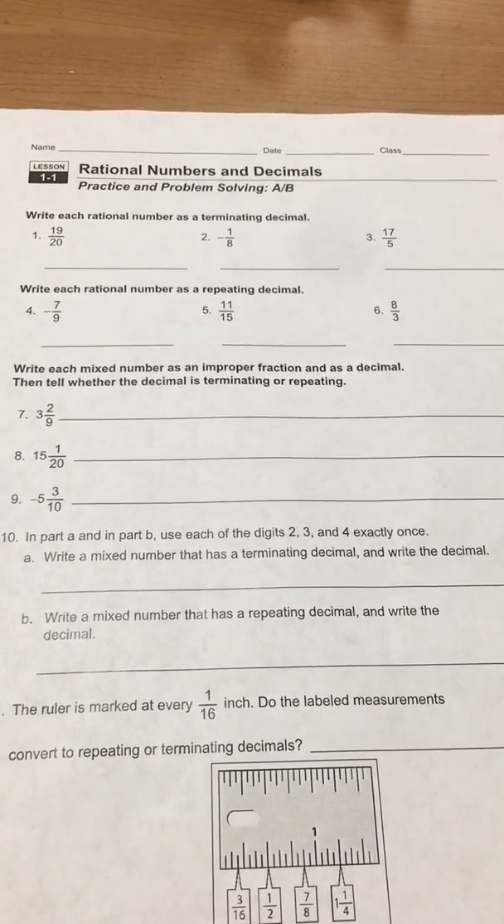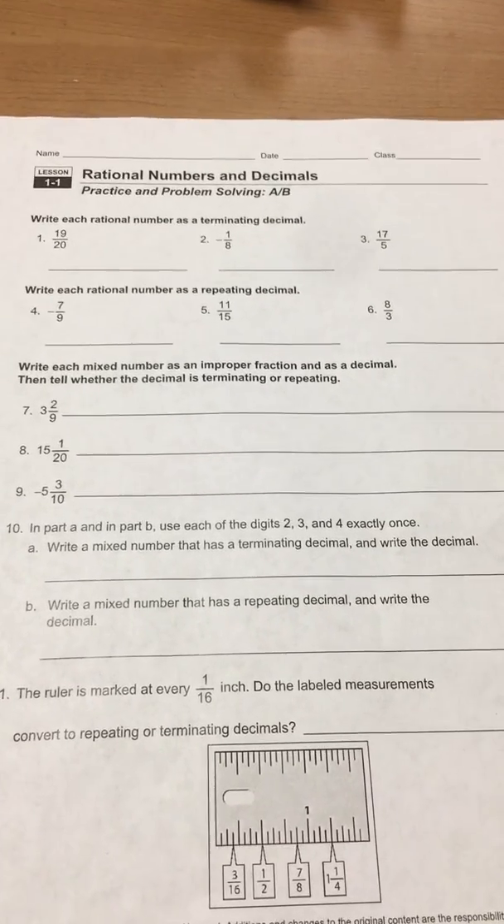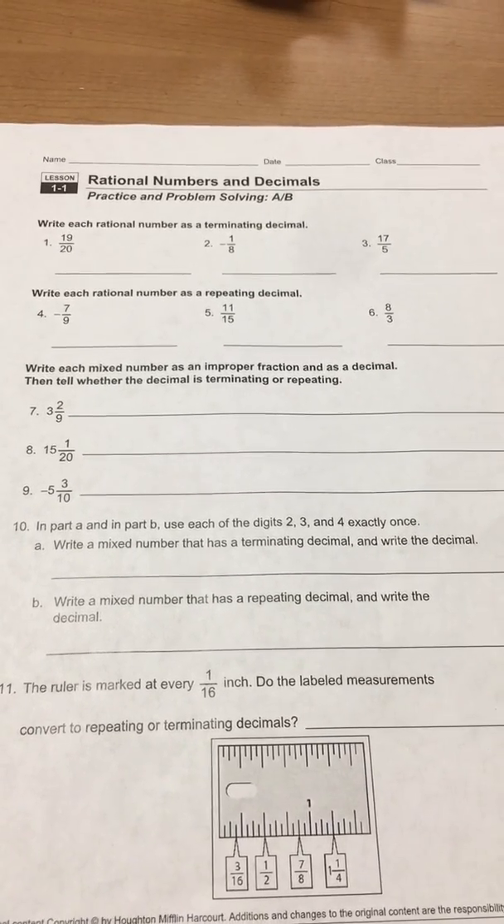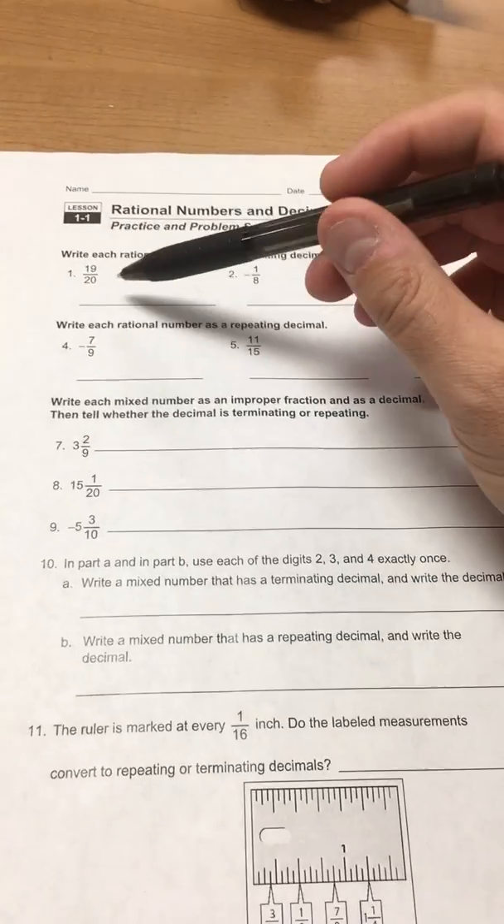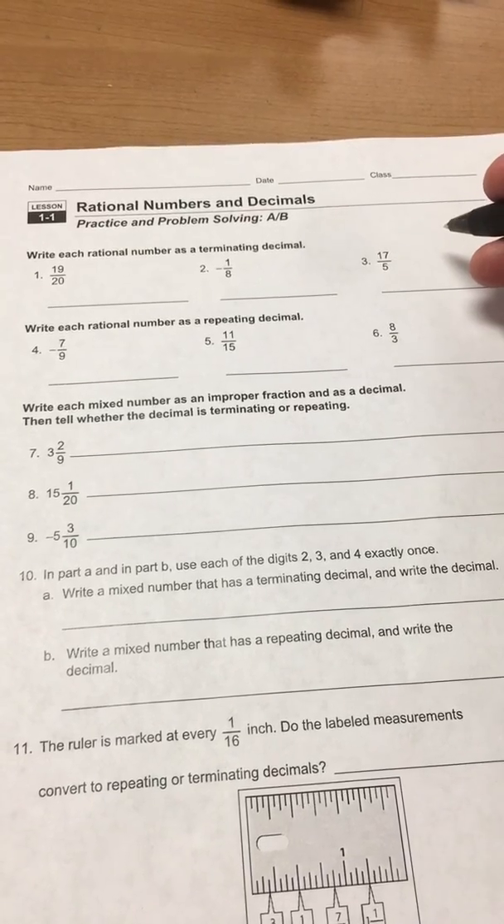All right, this is week 2, homework 1. I'm going to do a few of these problems along with you so you understand what the problem is asking you to do. Okay, if you look at question 1, it says write each rational number as a terminating decimal.